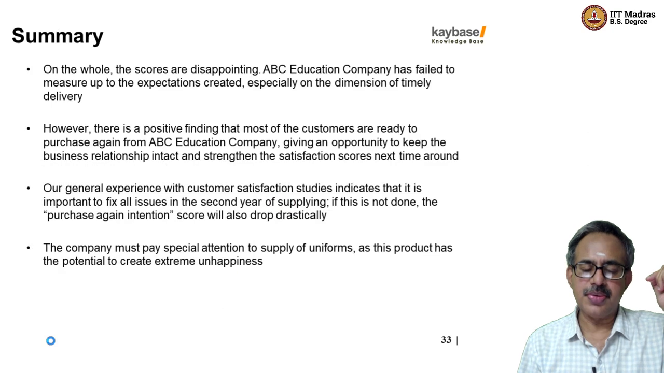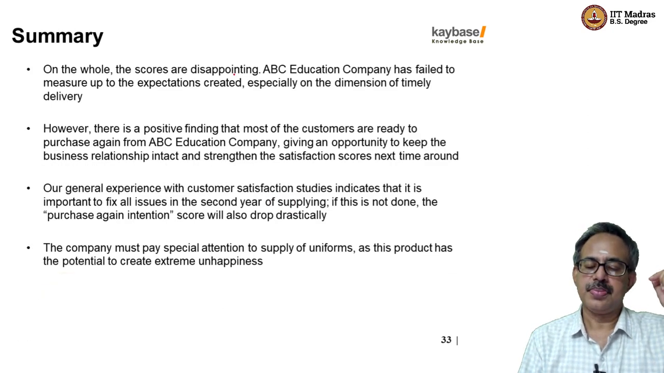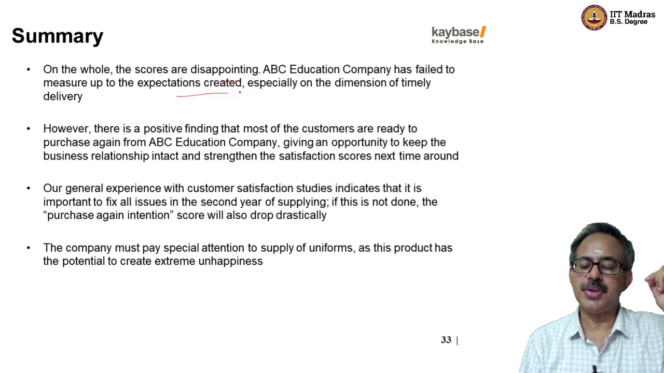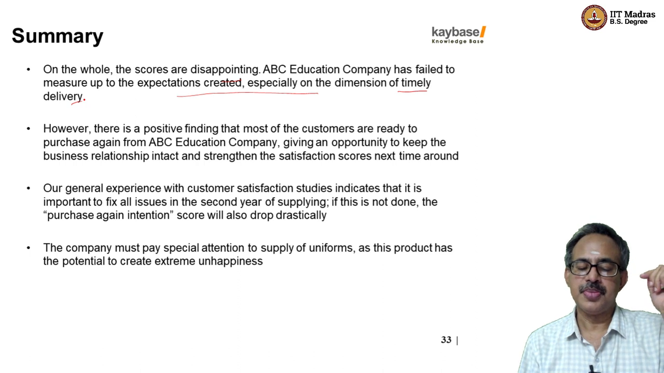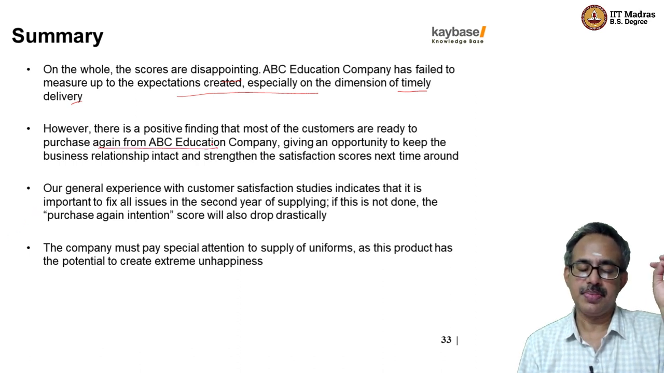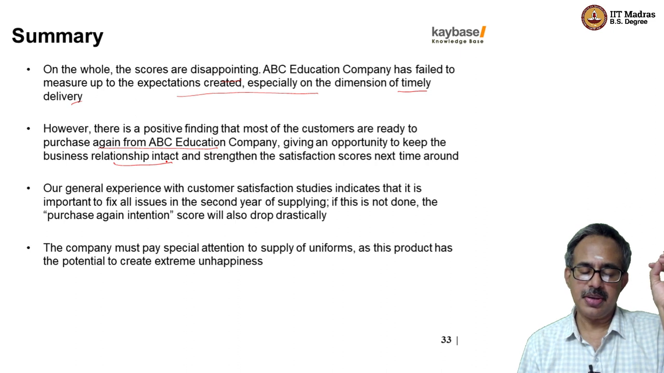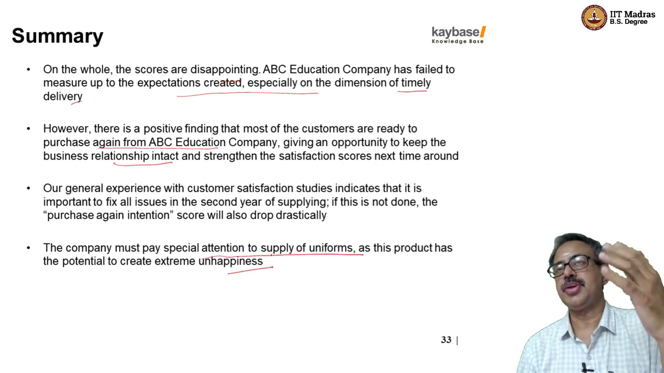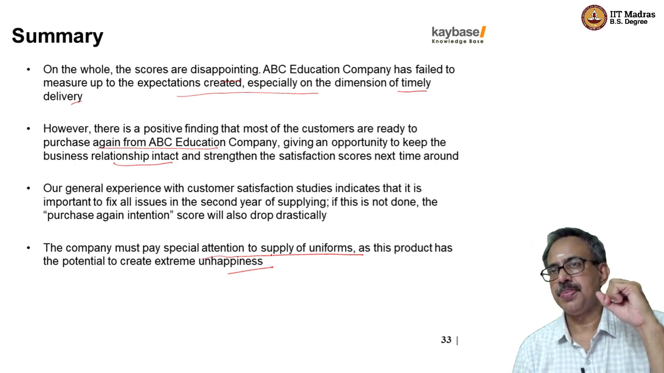So what do we conclude from this study? On the whole, this company's performance is disappointing. It has failed to measure up to the expectations created, especially on the dimension of timely delivery. There is a positive standing, however; they are still ready to purchase again, by and large. So the business relationship is intact, provided they fix it. Right? Is it okay? So what? The company must pay special attention to the supply of uniforms. This is the overall takeaway from this exercise.